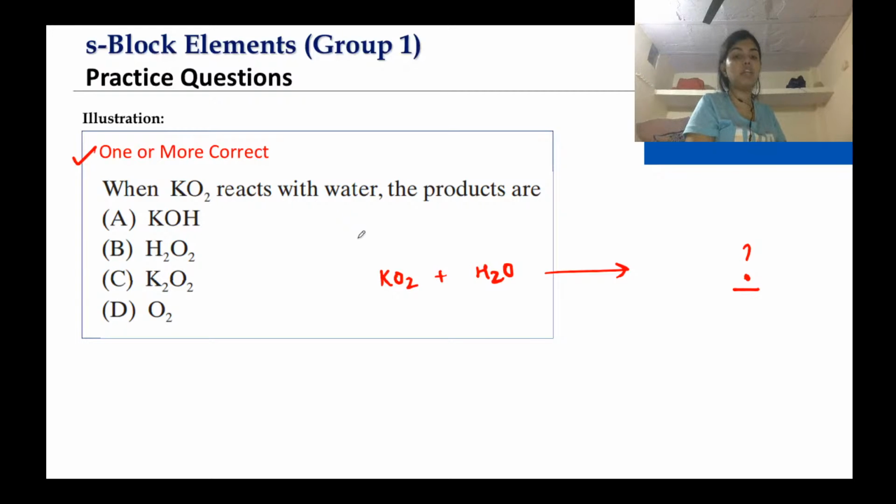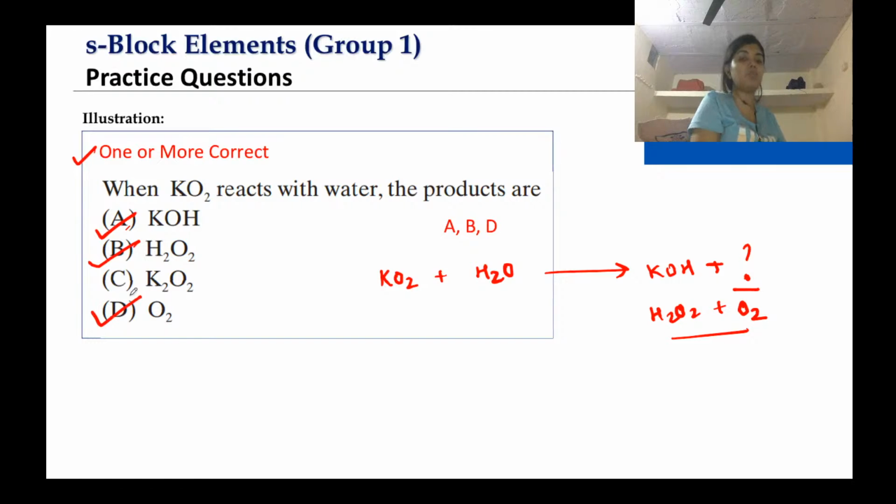So here, if you see, KO2 reacts with water to give you what? KOH plus H2O2 plus O2. So the answers will be what? KOH, H2O2 and O2. This is a direct question. If you remember the equation, then you can answer this question.